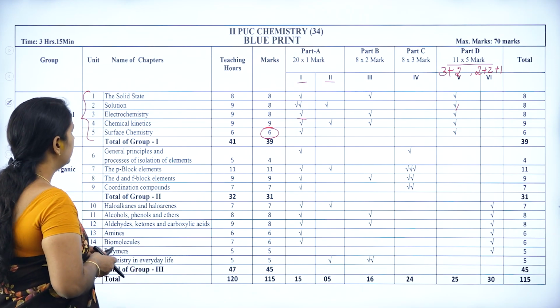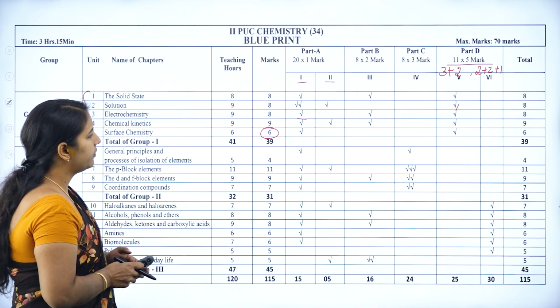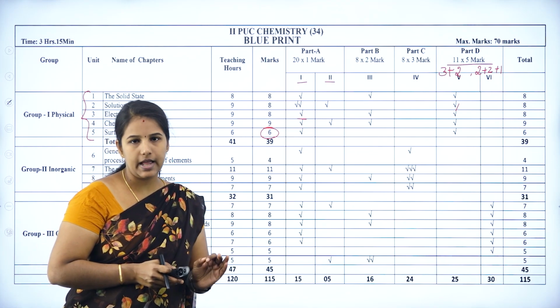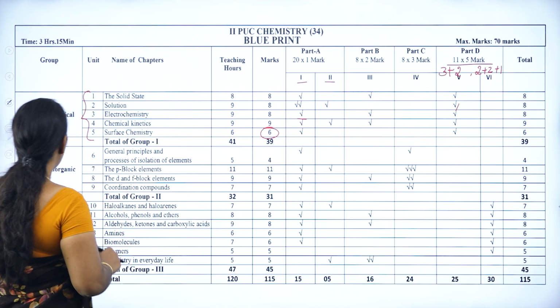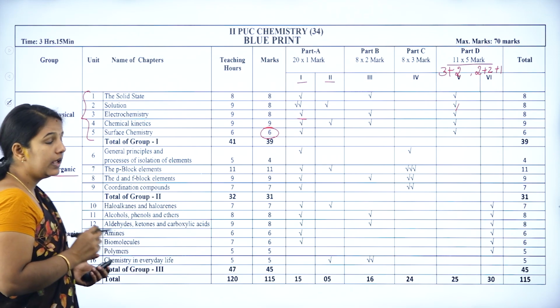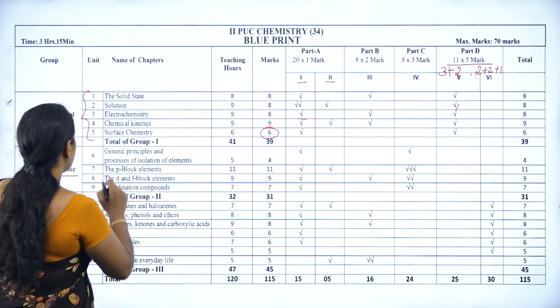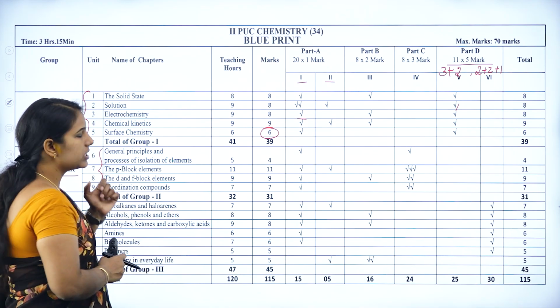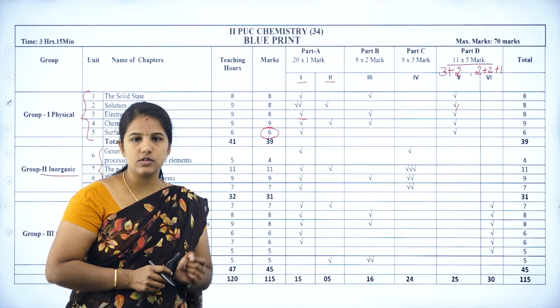Okay, then the total number of marks allotted only for physical chemistry is 39. Okay, let's go with inorganic chemistry now. Again, in inorganic chemistry, we have a set of 4 units. One is Unit 6, General Principles and Processes of Isolation of Elements.